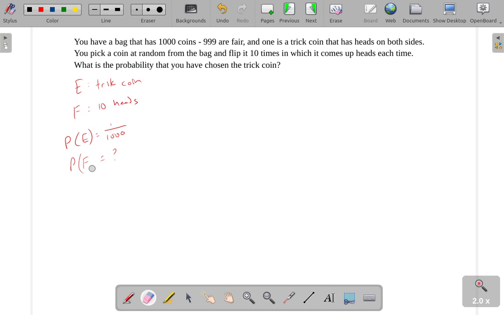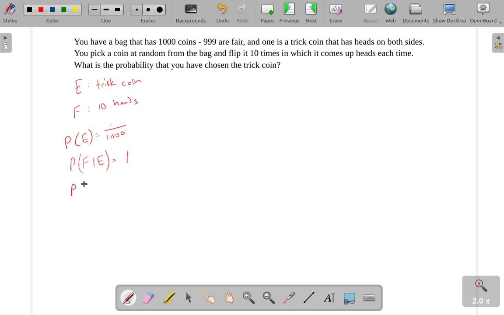So instead of looking at the probability of F, could I figure out what is the probability of F given E? What is the probability of getting 10 heads in a row, given that I have a trick coin? I just realized I misspelled trick. If I have the trick coin, what's the probability that I get 10 heads in a row? Well, if I have heads on both sides, every time I flip it, it's going to be heads. So that's 100%. That's a 1. The probability of F given E is 1.